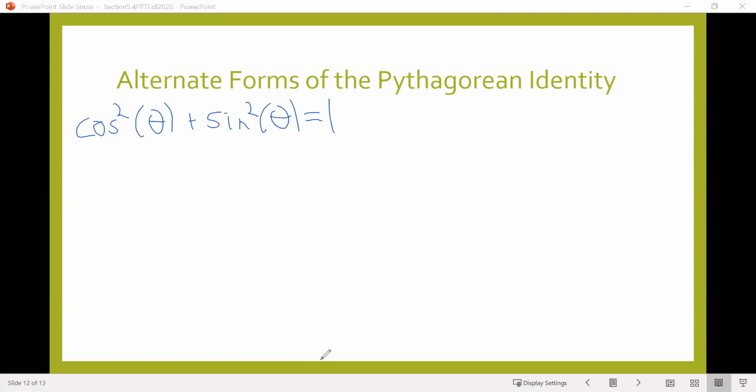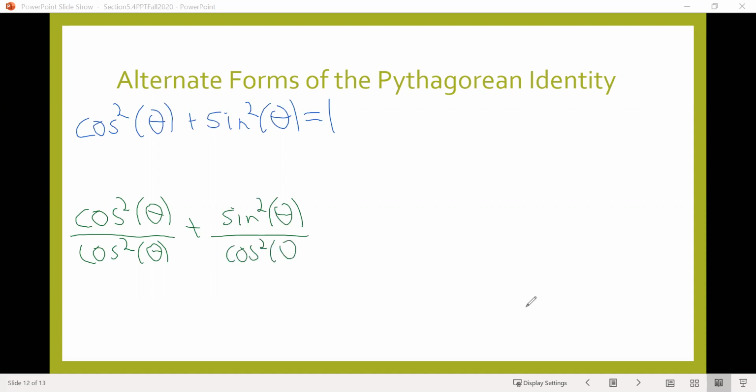So one thing I'm going to do first is go through and divide everything in this equation by cosine squared. So this will become cosine squared theta over cosine squared theta plus sine squared theta over cosine squared theta equals 1 over cosine squared theta. And that's a legal thing to do because I divided everything in the equation by the same thing, so that's allowed. Let's see what we get when we do that.